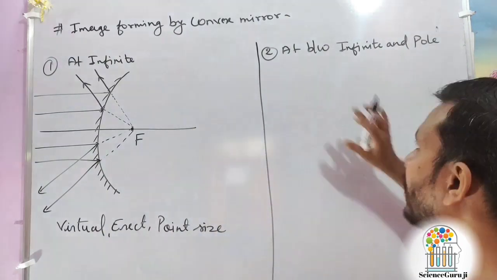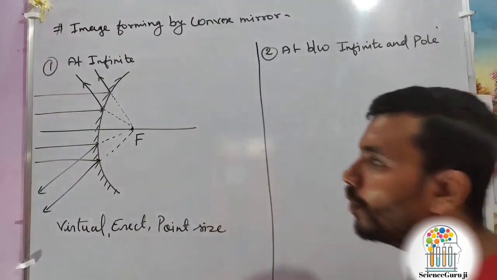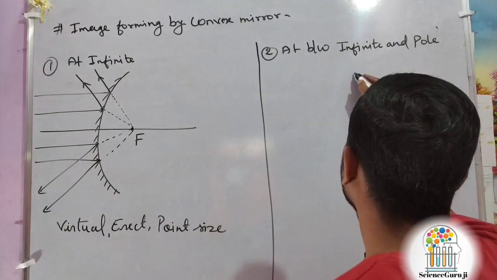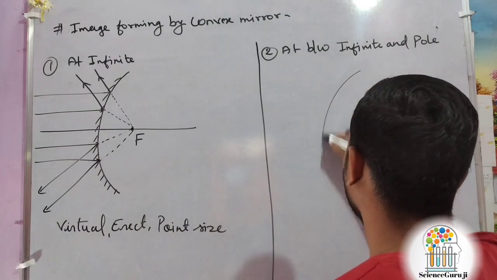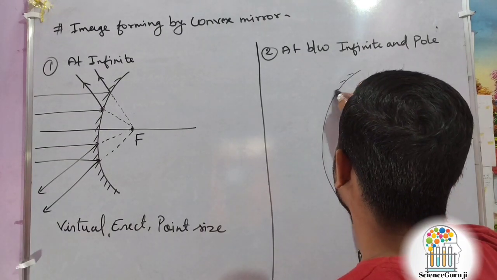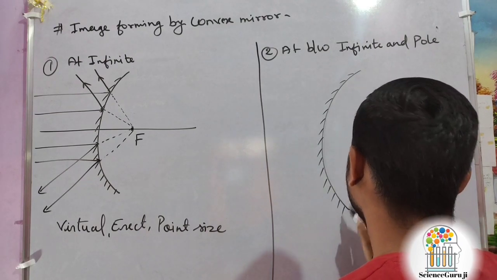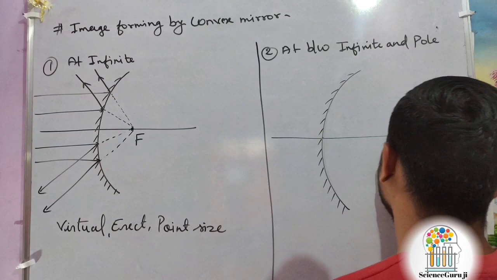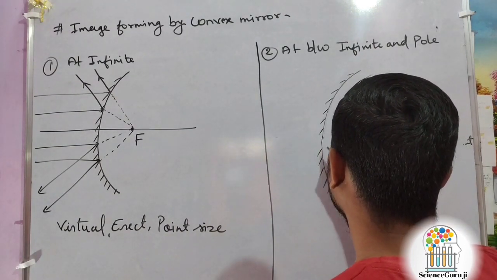Second condition, if the object is placed between infinity and the pole. Let's understand with the diagram. Suppose this is our divergent mirror. This is our divergent mirror. Focus is always behind the mirror.